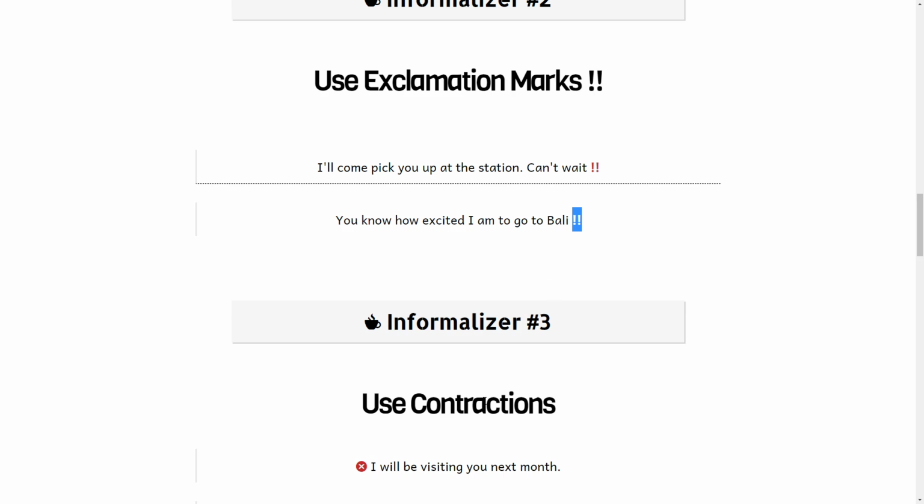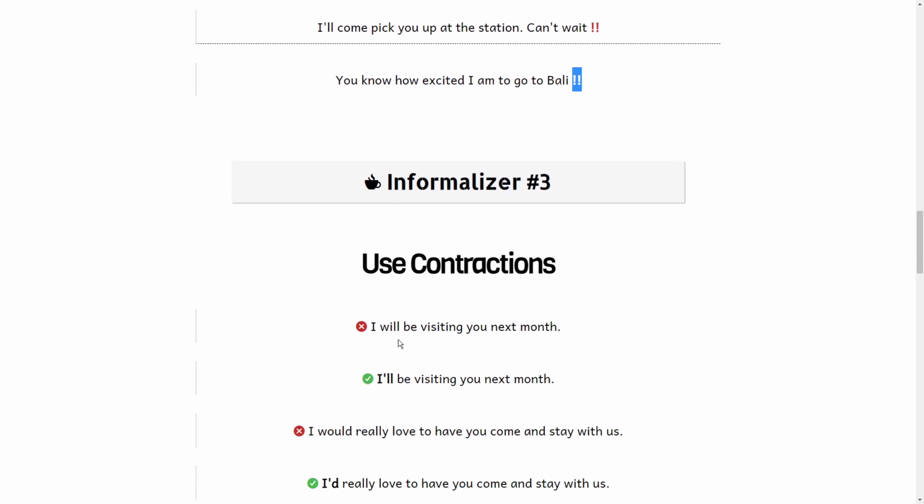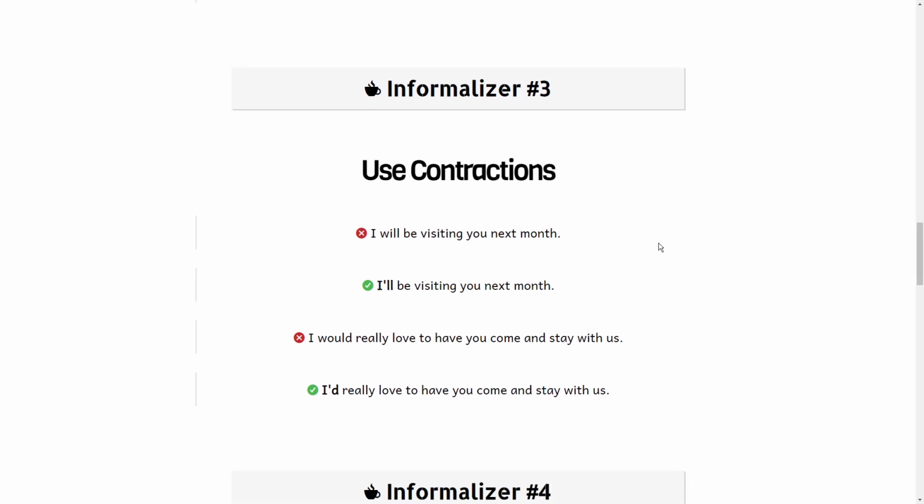Informalizer 3, use contractions. And this is an easy step to implement. Rather than saying I will be visiting you next month, contract it please: I'll be visiting you next month. I would really love to have you come and stay with us. I'd really love to have you come and stay with us. So use contractions. Contractions lend an informal tone to your letter.